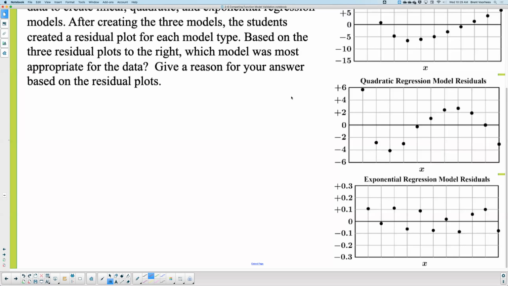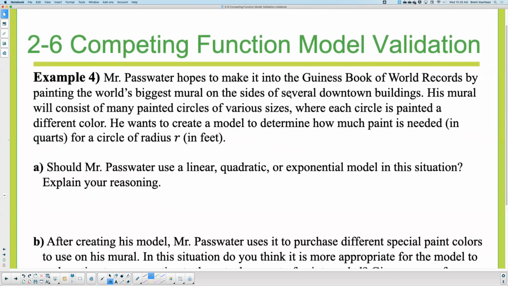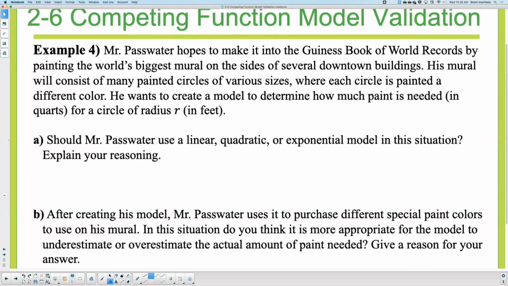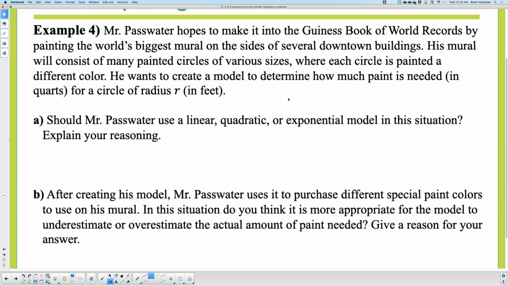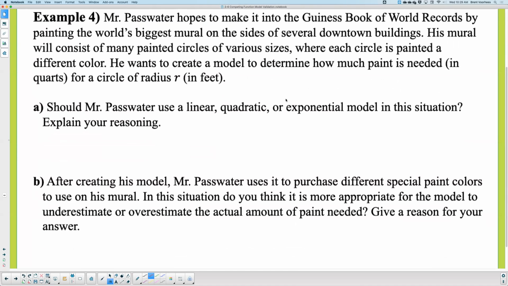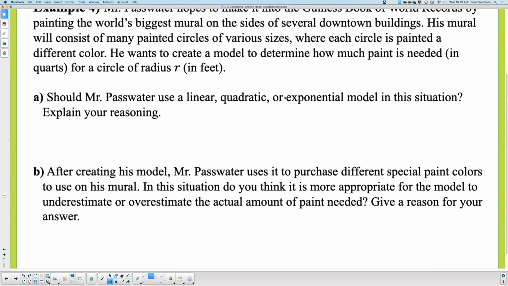All right, so picking back up. Example 4. Mr. Passwater hopes to make it to the Guinness Book of World Records by painting the world's biggest mural on the sides of several downtown buildings. His mural will consist of many painted circles of various sizes, where each circle is painted in a different color. He wants to create a model to determine how much paint is needed in quarts for a circle of radius r in feet. Should Mr. Passwater use a linear, quadratic, or exponential model for this situation?